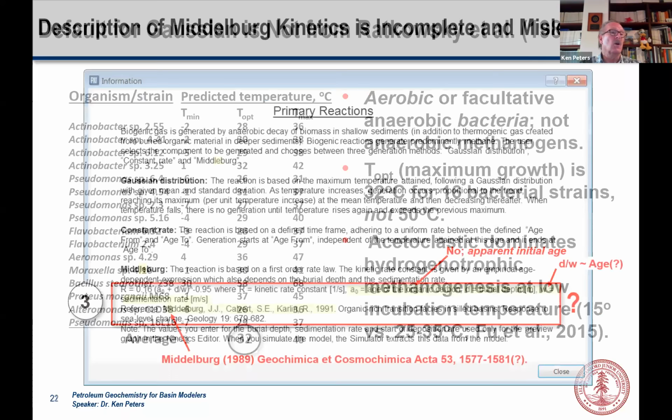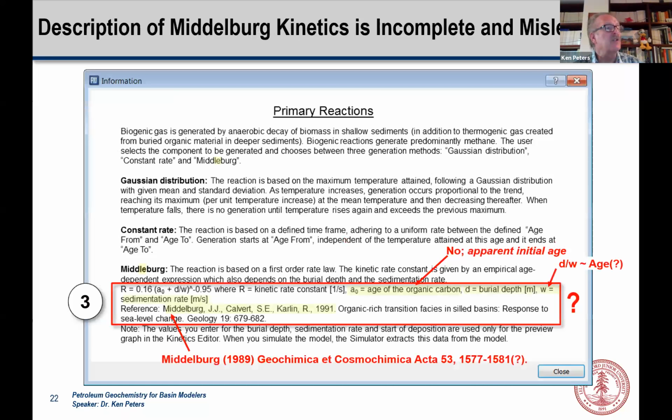So let's talk a little bit about this third option, which is the Middelburg approach. It's Middelburg, in Geochimica et Cosmochimica Acta. Actually, this is the correct reference, not this one. Middelburg looked at the degradation of organic matter with depth in basins, and he came up with some parameters.